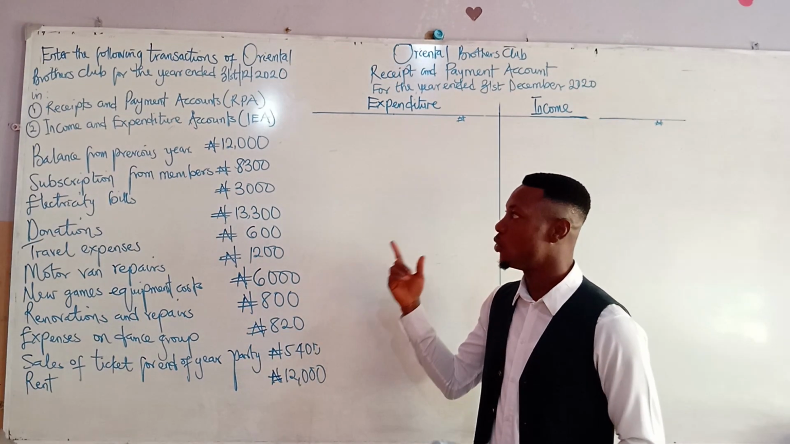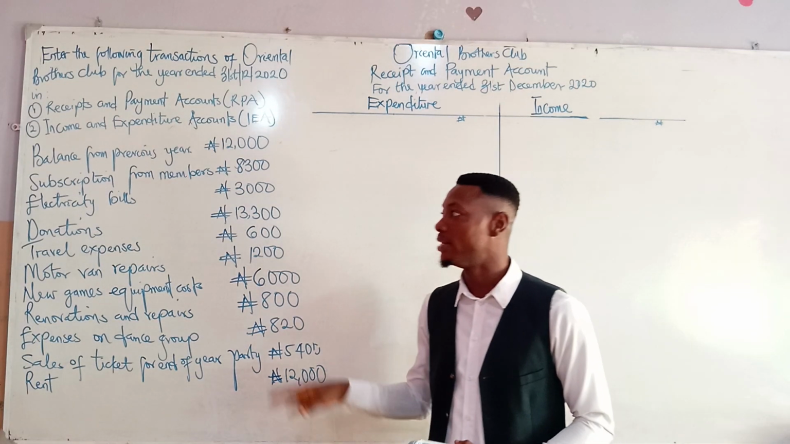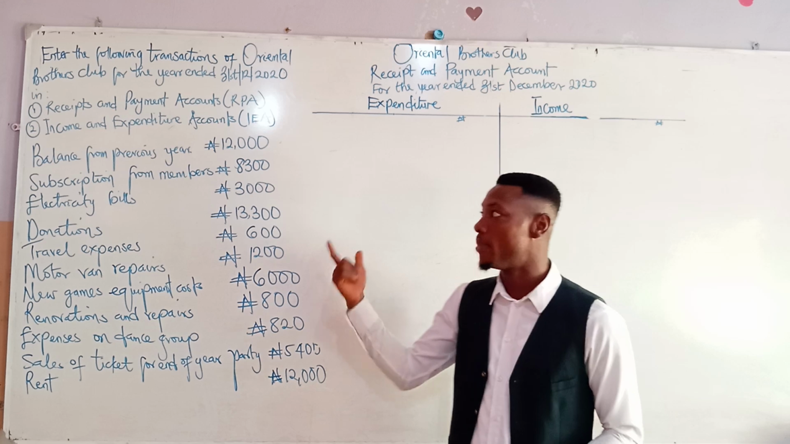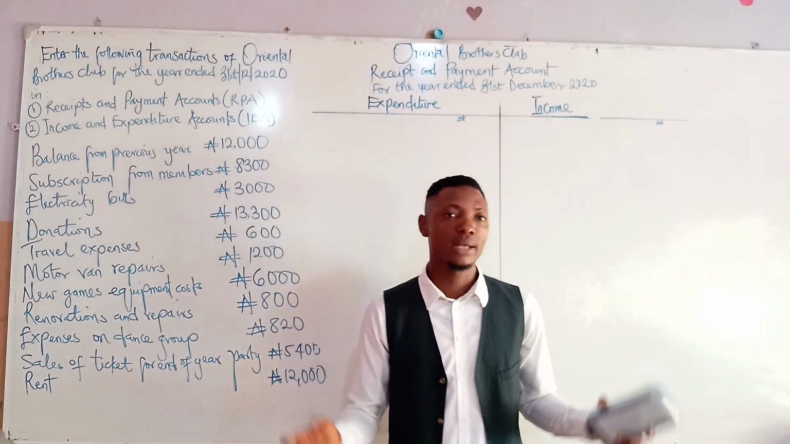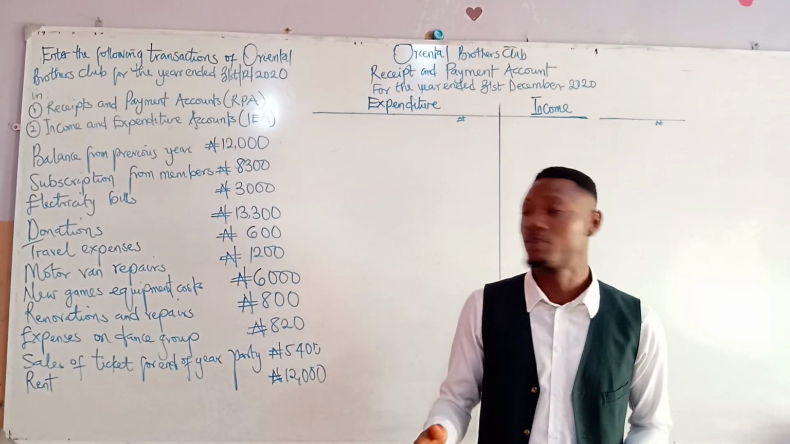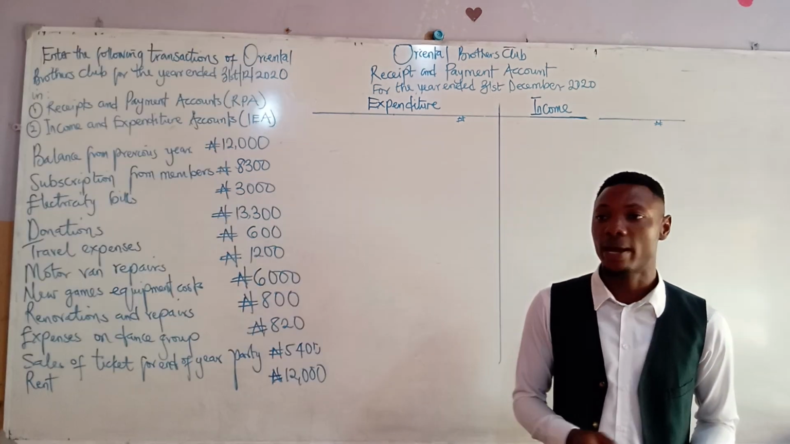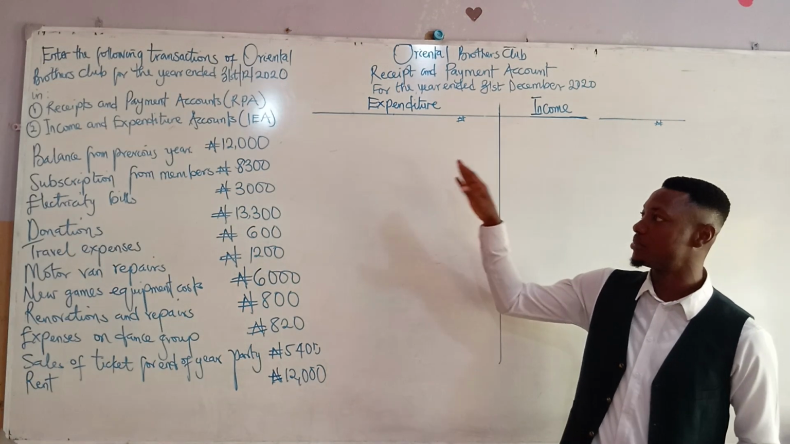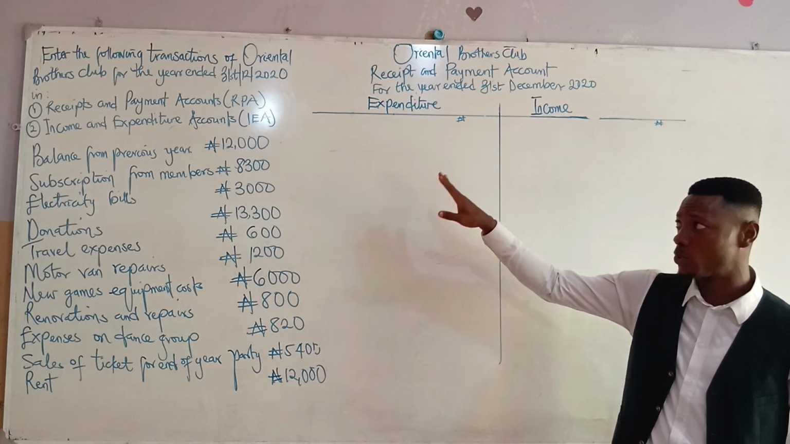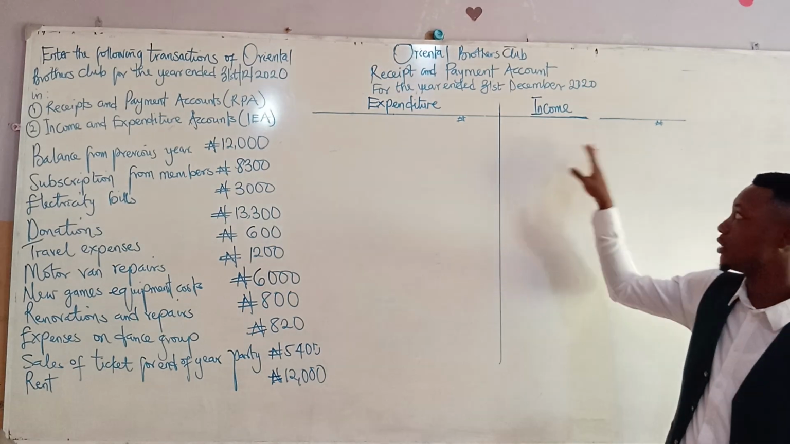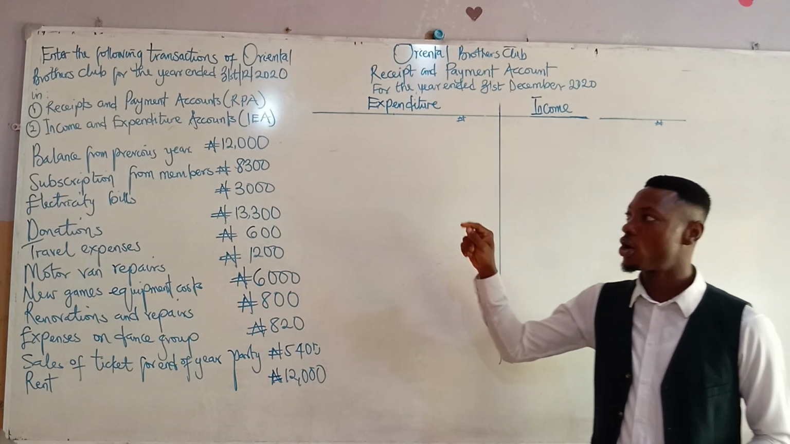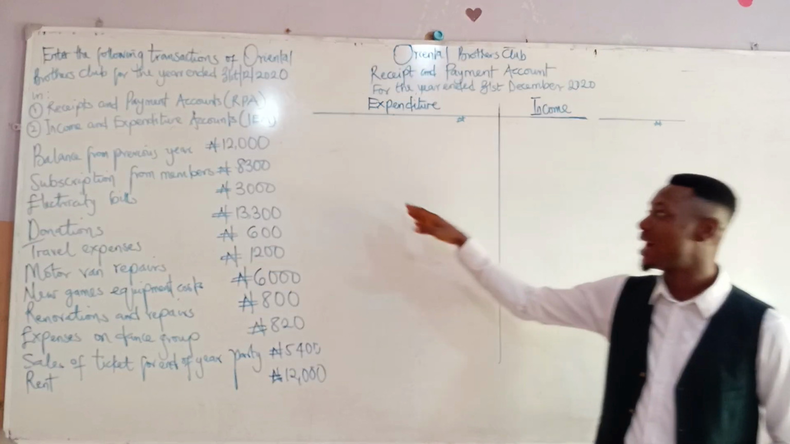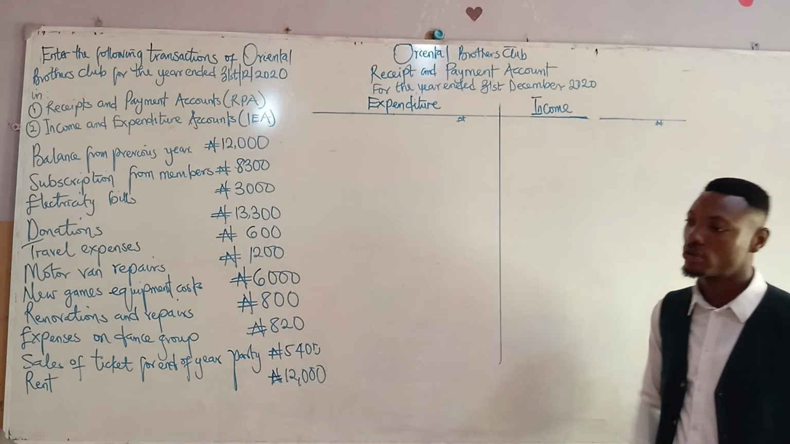In our previous video, we looked at receipts and payment accounts, and in this video, we are also using the same transactions, but we are entering the income and expenditure account. Now, there are little differences between the receipts and payment account and the income and expenditure account. One, you can still observe that in the receipt and payment account, our receipt was on the debit side and the payment was on the credit side. But in income and expenditure, we switch that principle. Our expenditure goes to the debit side and our income comes to the credit side.